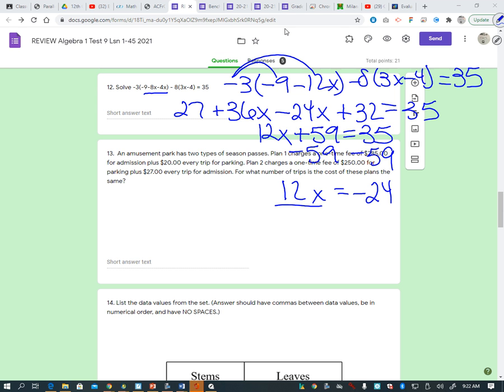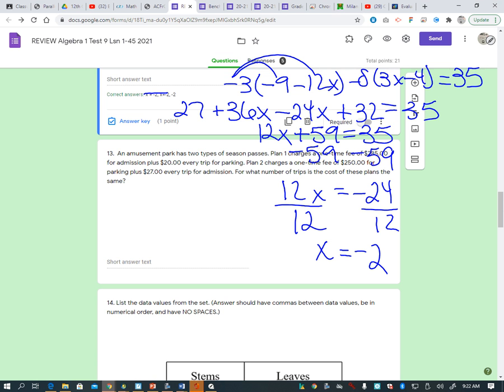Last step, Camden. Divide by 12, show the work. x equals what? Negative 2. x equals negative 2. Okay? So you just put negative 2.